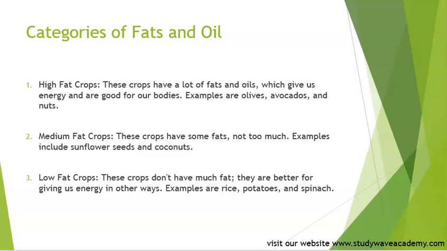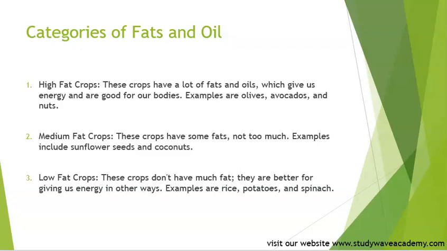Then low fat crops. These crops don't have much fat. They are better for giving us energy in other ways. Examples are rice, potatoes, and spinach. So these crops don't have much fat. They are in the low fat crops category. So we have classified these crops according to the fats and oil they can provide in our body. Okay? Do we understand that?